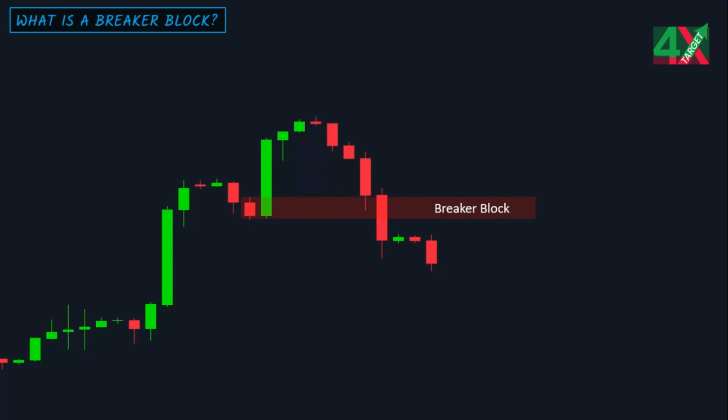For example, a bullish order block pushes price higher, traders enter long, expecting continuation, but instead of holding, price breaks back down through it and closes decisively lower. When this happens, the failed bullish order block transforms into a bearish breaker block. It signals that the previous demand has been absorbed and that sellers are now in control.